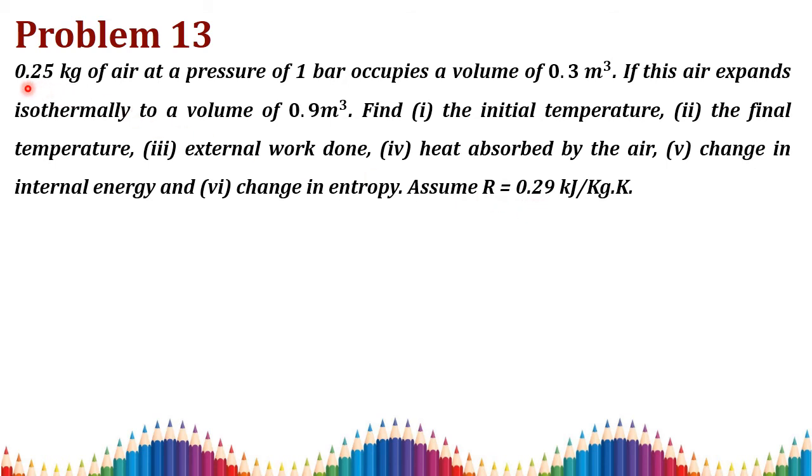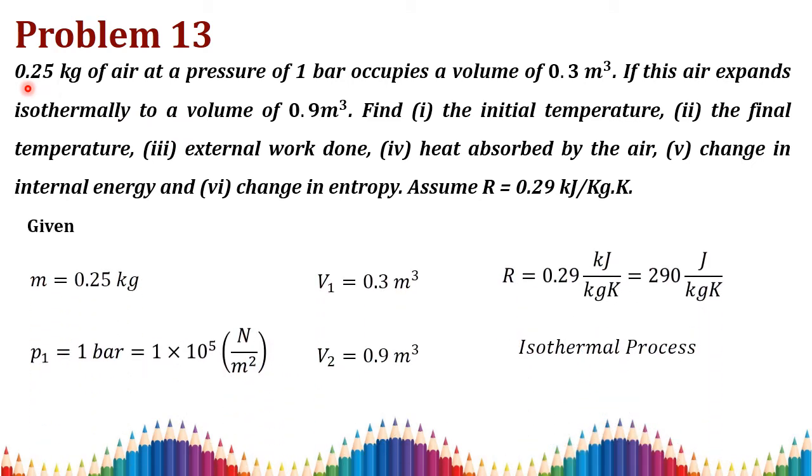So in this problem they have given mass, 0.25 kg of air. They said that it is air, but also they have given the R value. The initial pressure is 1 bar, P1 is equal to 1 bar, and the air occupies a volume of 0.3 meter cube. If the air expands isothermally, in the question itself they have stated clearly that it is an isothermal process. We know that if it is an isothermal process, the temperature is constant throughout the process. To a volume of 0.9 meter cube, so the final volume V2 is equal to 0.9 meter cube.